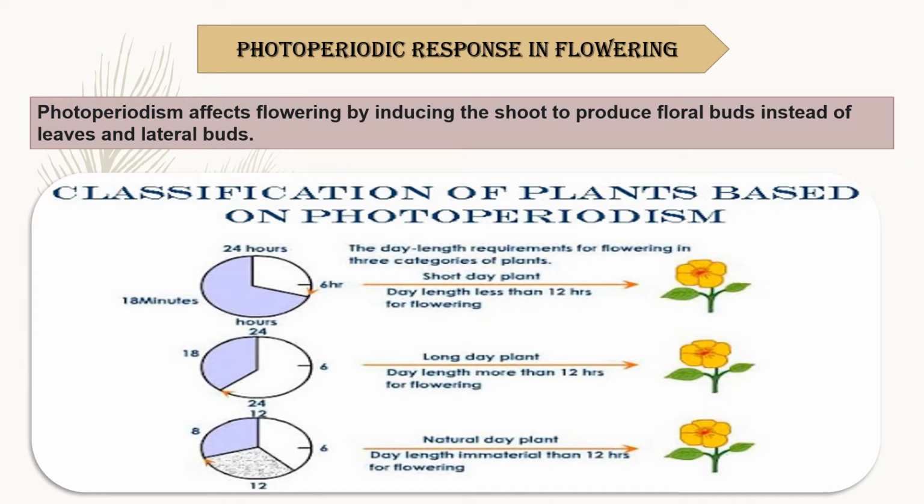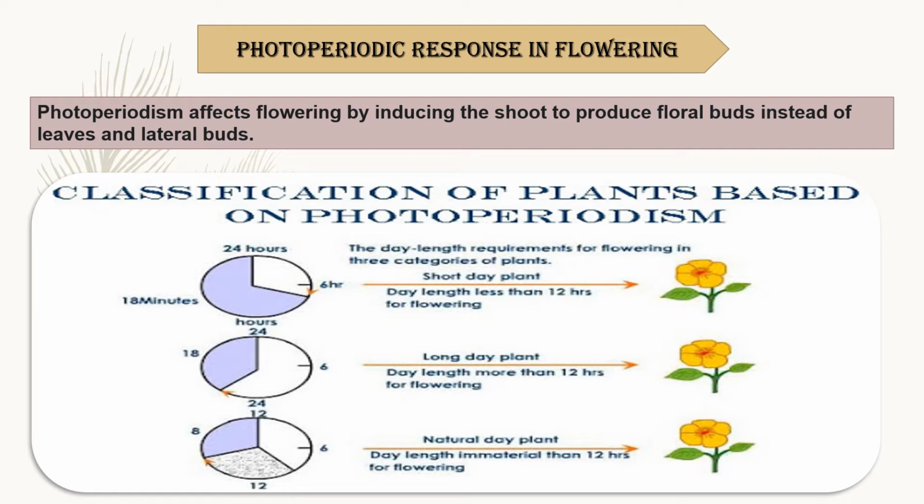Next one is photoperiodic response in flowering. Photoperiodism affects flowering by inducing the shoot to produce floral buds instead of leaves and lateral buds. Now, classification of plants based on photoperiodism has been shown. Please see the first one, the day length requirements for flowering in three categories of plants. Short day plant: day length less than 12 hours for flowering.